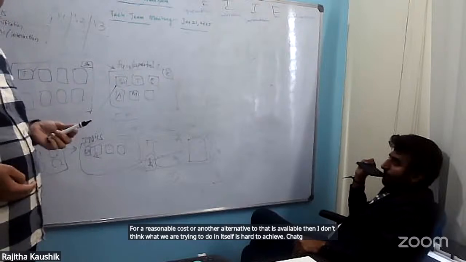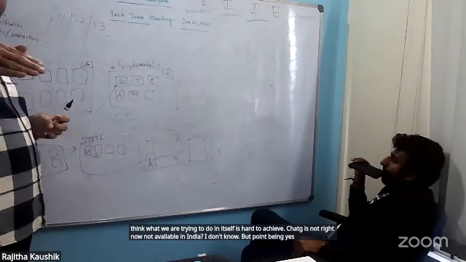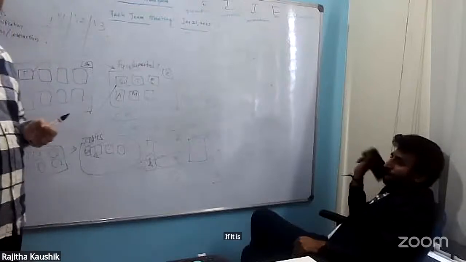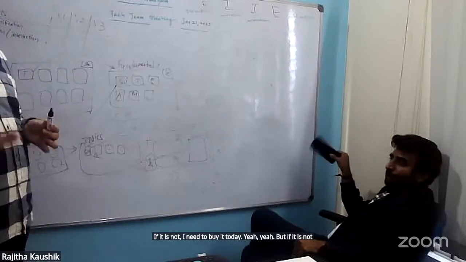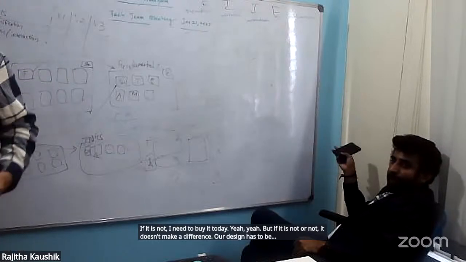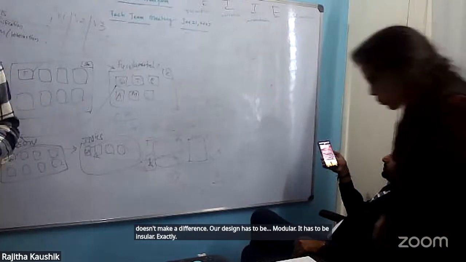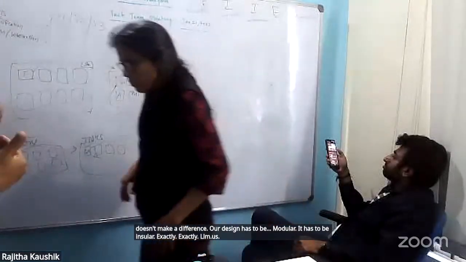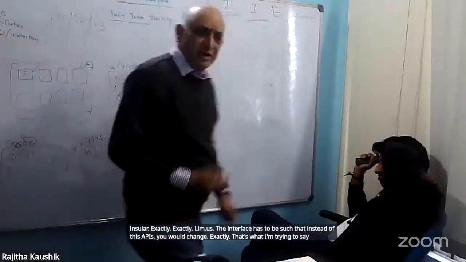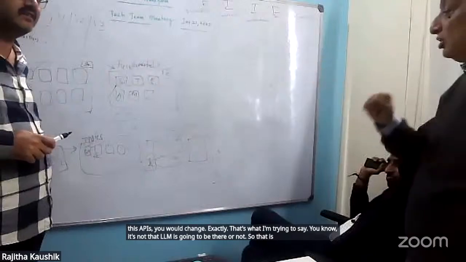ChatGPT is right now not available in India, I don't know. But the point being, whether it is available or not is not a major thing. If it is not, we are not planning to buy it today. Our design has to be modular, has to be insular. Exactly. The LLM interface has to be such that instead of these APIs, you can change those APIs. That's what I'm trying to say, that it's not about whether the LLM is going to be there or not. So that is our ethical thing. I'm not looking at that.